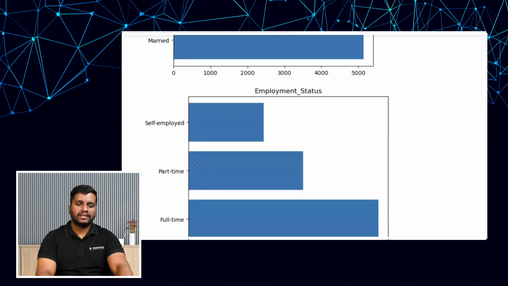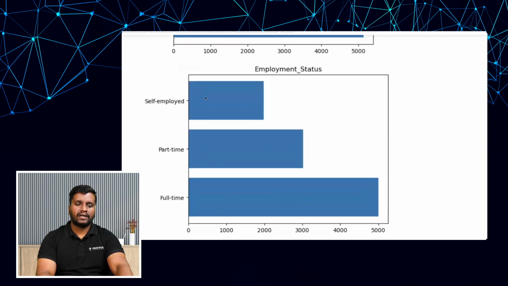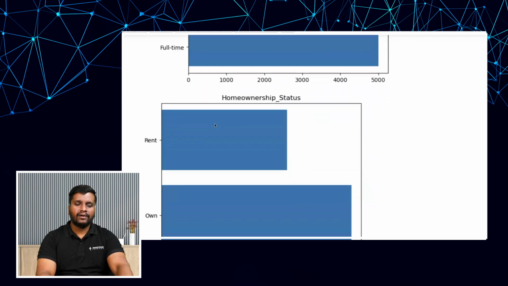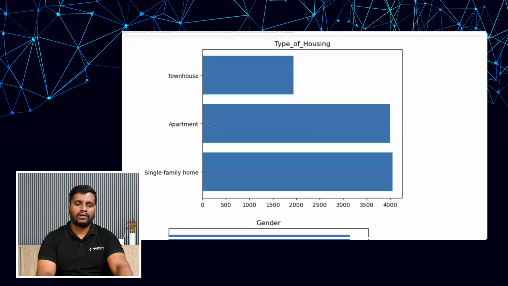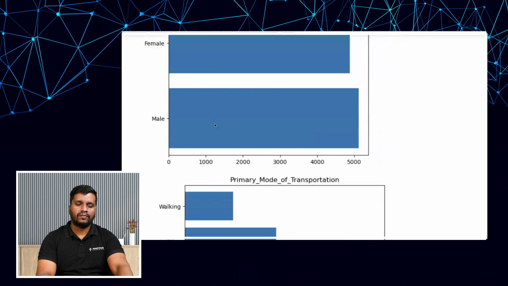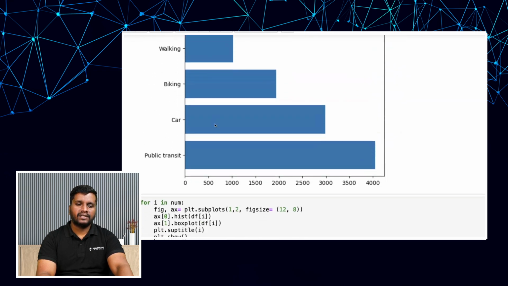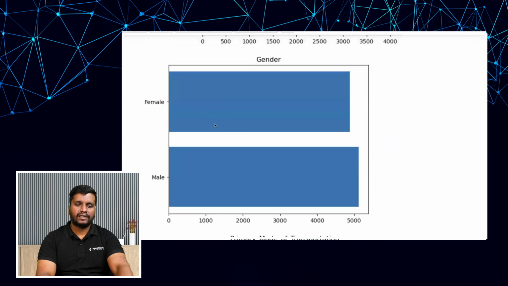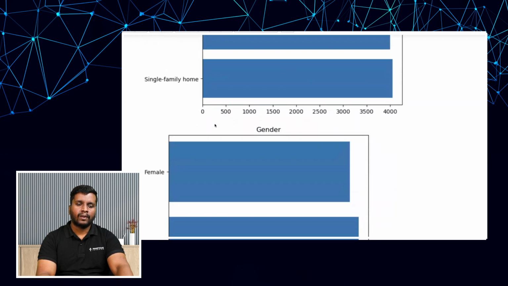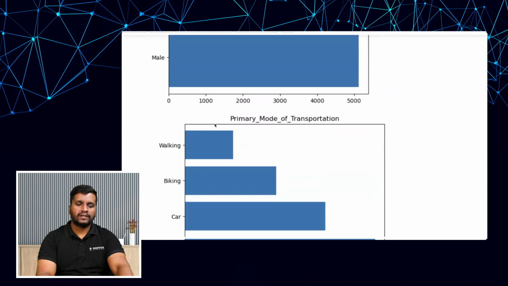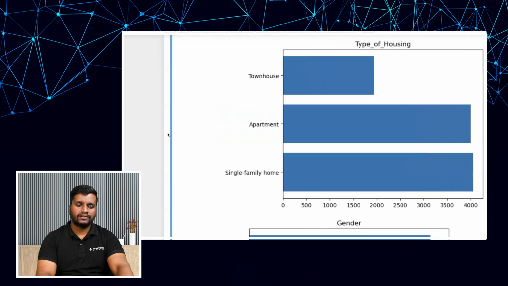Then we have employment status, we can see full-time, part-time, self-employed. We are trying to visualize each and every categorical column, trying to understand what the distribution of each category in those columns is, and we can clearly see each and every column is quite distributed. We do not see a perfect imbalance in the data as of now. So that is our categorical data we have visualized.